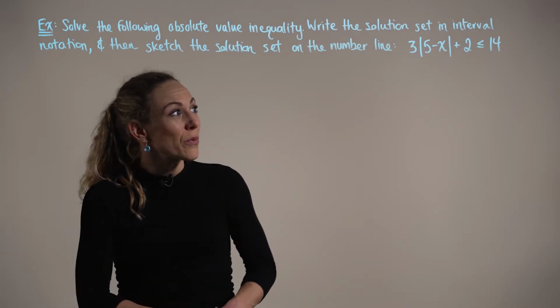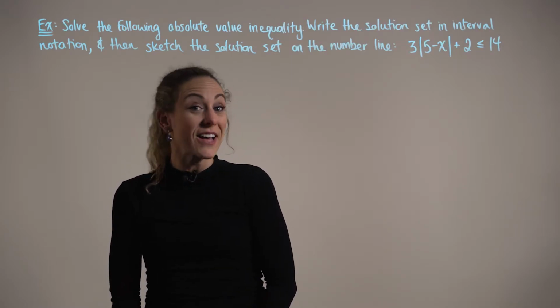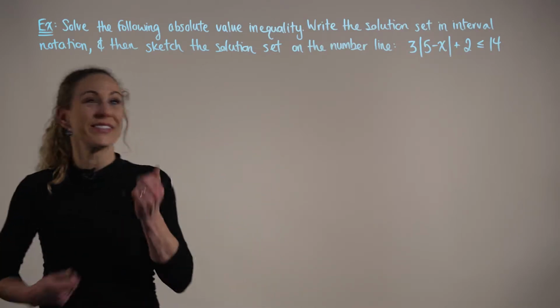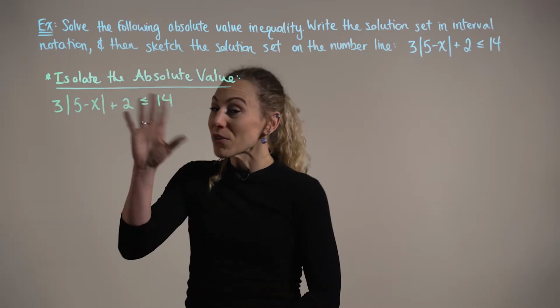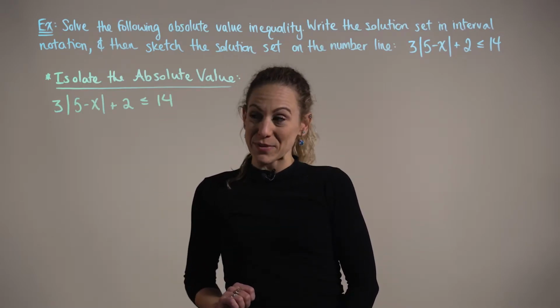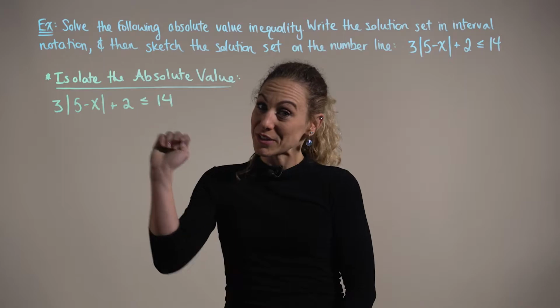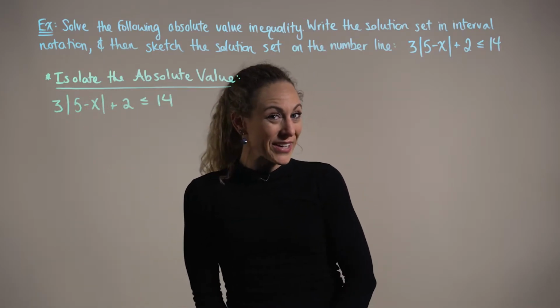So let's recall that when we're solving absolute value equations, the first thing that we need to do is isolate the absolute value. So looking at our given expression, in order to isolate the absolute value, we'll need to first subtract 2 from both sides, and then afterwards we'll divide both sides by 3.